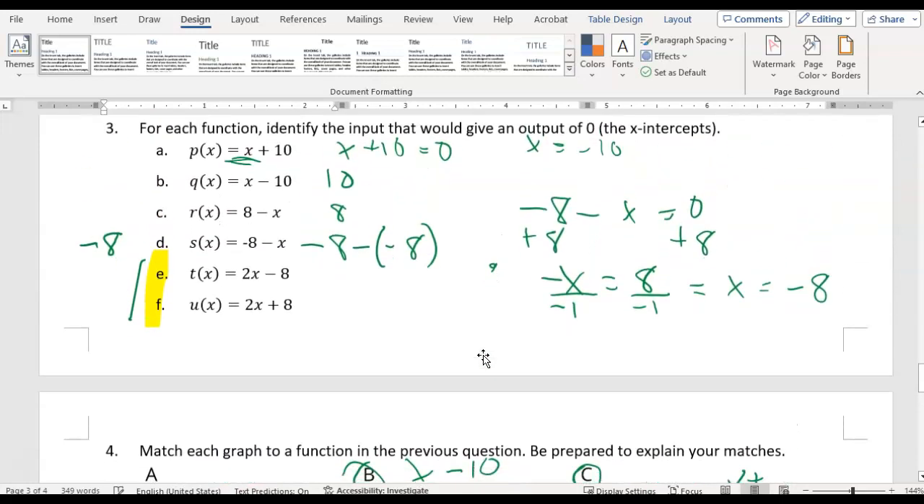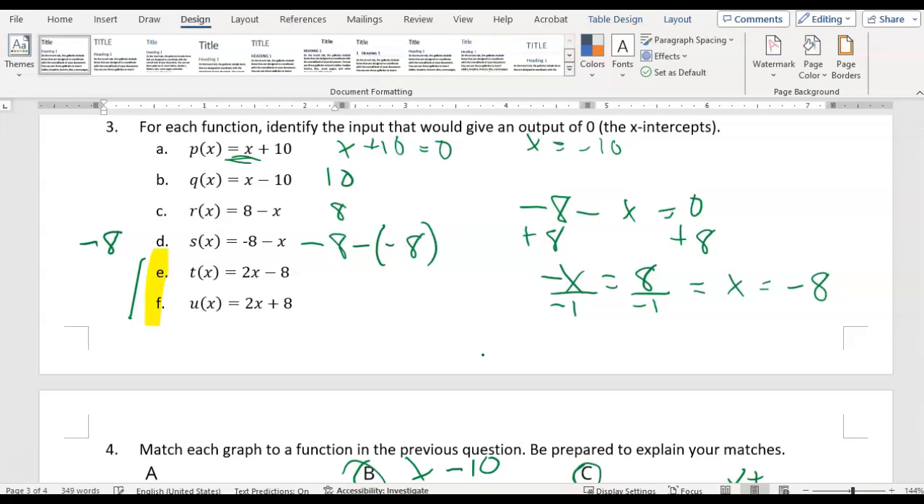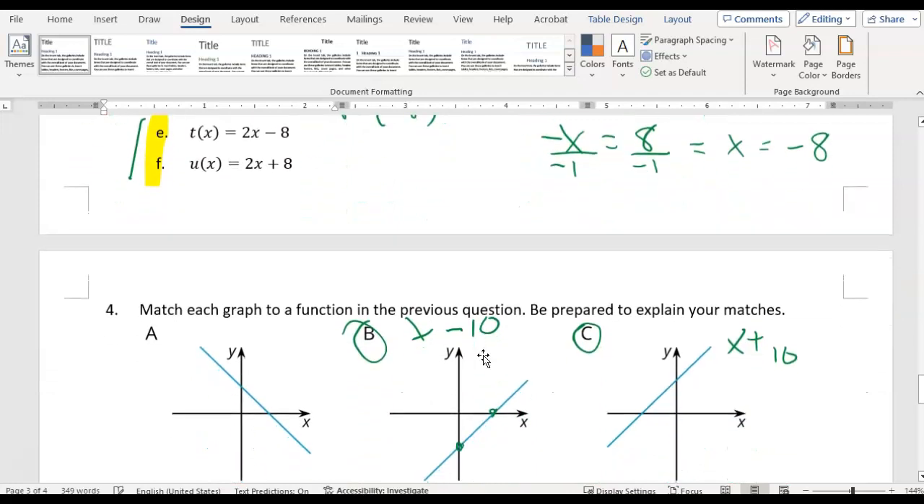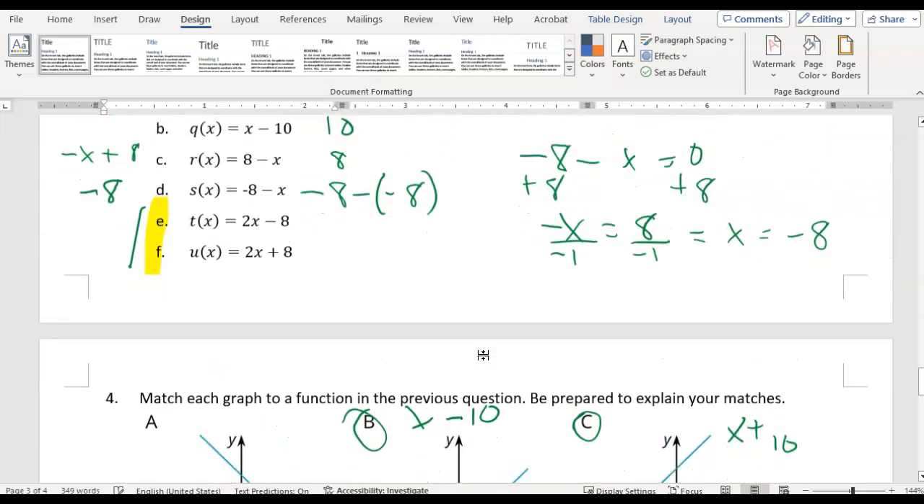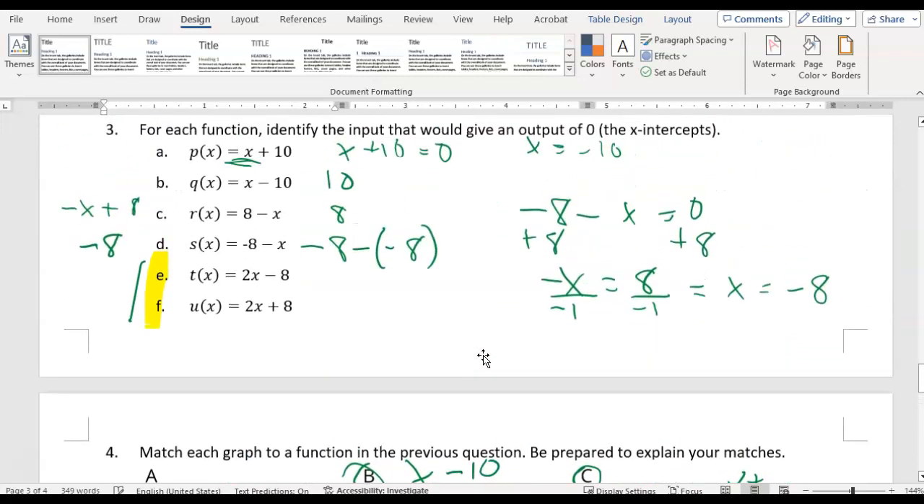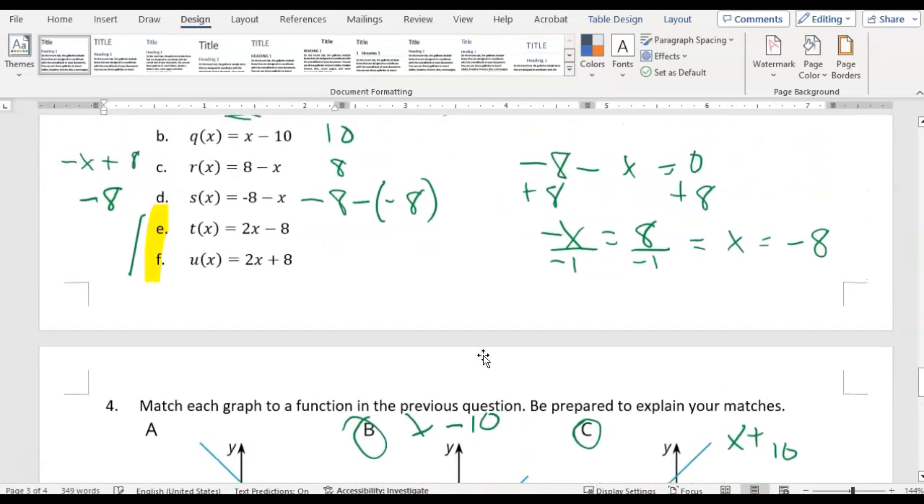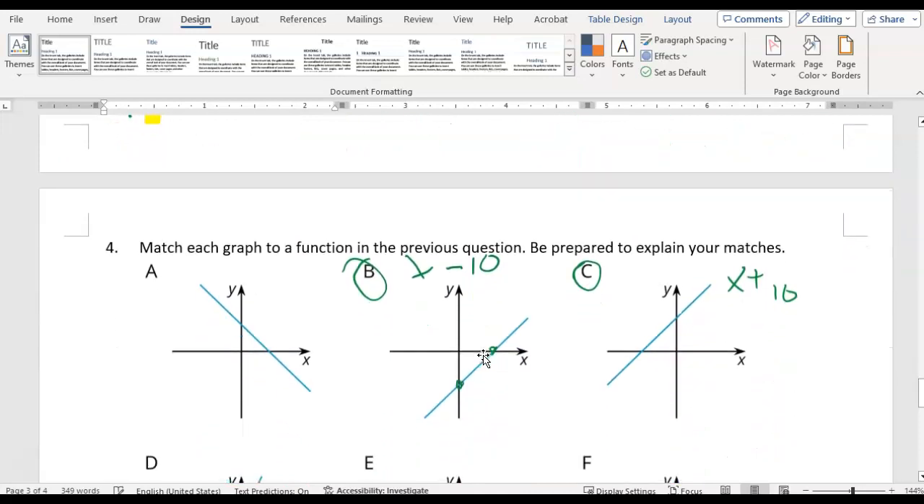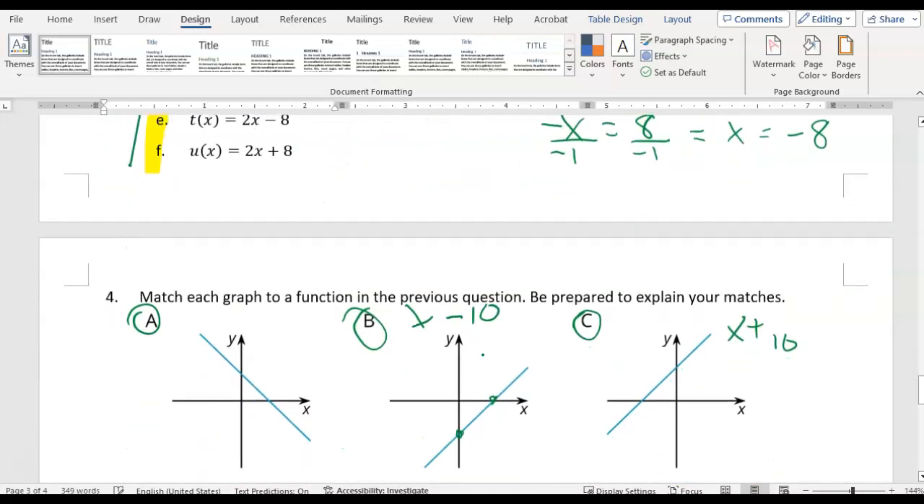Okay? So then we have 8 minus x. Well, this can also be written as negative x plus 8, which means we have a negative slope and a positive y-intercept of 8, and then also our x-intercept would be 8, 0. So A matches the best with this one here at 8 minus x, or negative x plus 8.